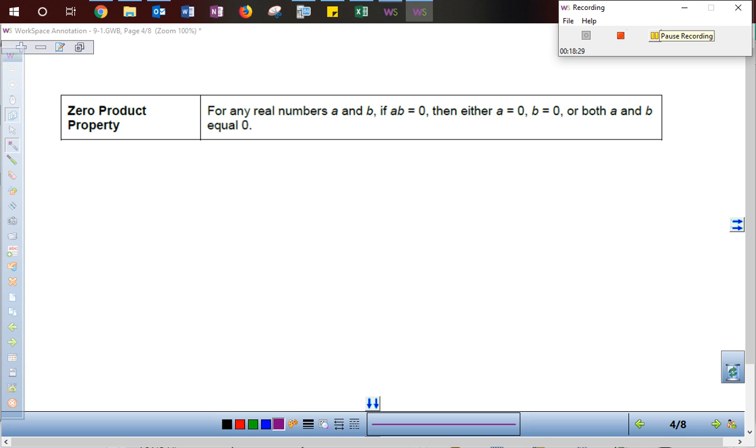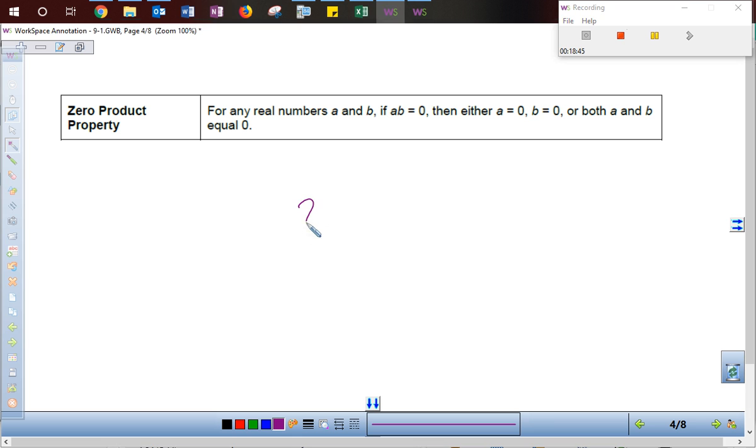The next thing we're going to talk about is something called the zero product property. That says for any real numbers a and b, if a times b equals 0, then either a equals 0 or b equals 0, or both a and b equal 0. That's kind of a complex property, so let's talk about it.